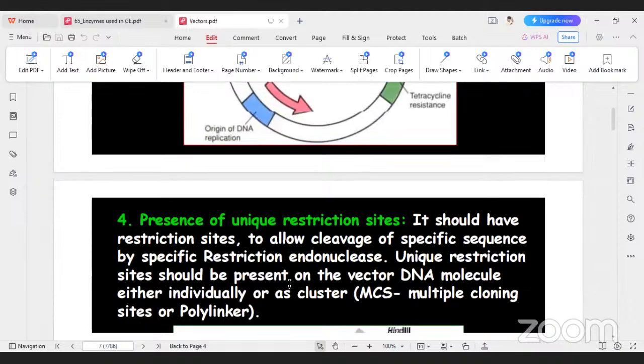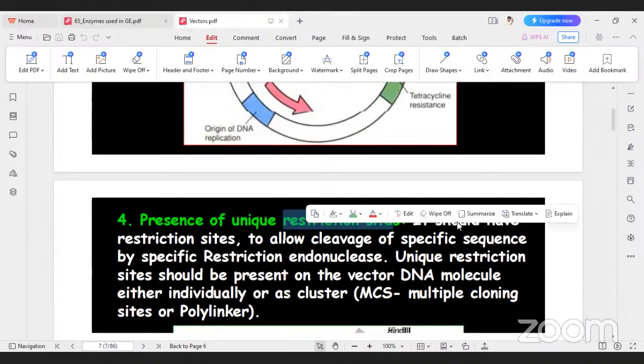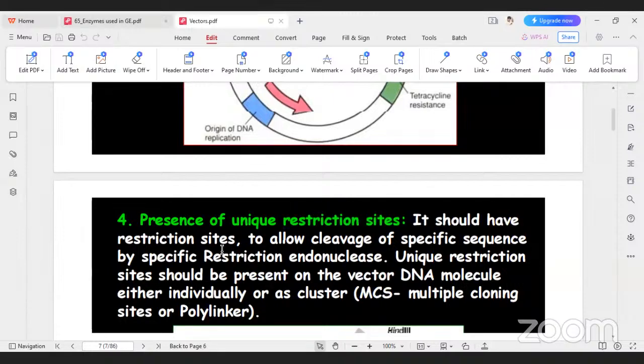Presence of a unique restriction site. Unique restriction site, that is important. It should have a restriction site to allow cleavage of a specific sequence by specific restriction endonucleases. So to be recognized by the restriction endonuclease, it should have a specific site. The unique restriction site should be present on the vector DNA molecule, either individually or as clusters.